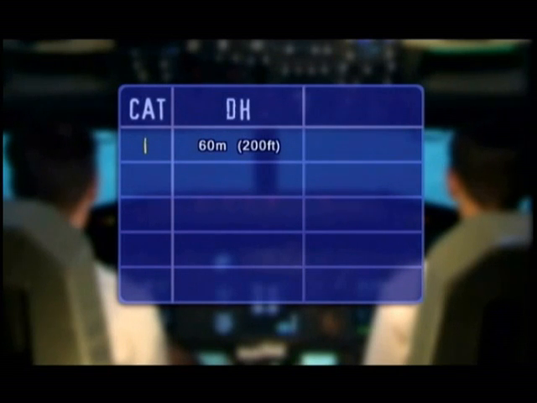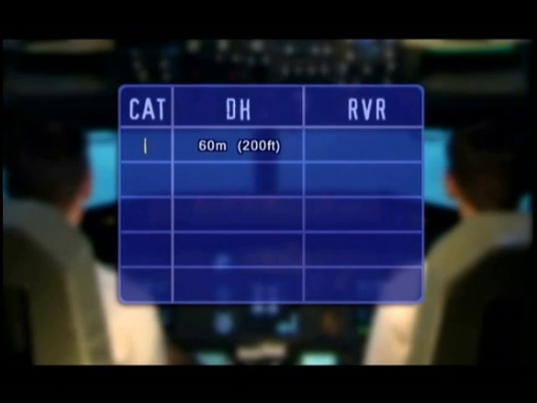Pilots have to abort the approach and go around. RVR stands for Runway Visual Range, and it's used to describe the horizontal visibility along the runway. The minimum visibility for Category 1 is 550 meters.